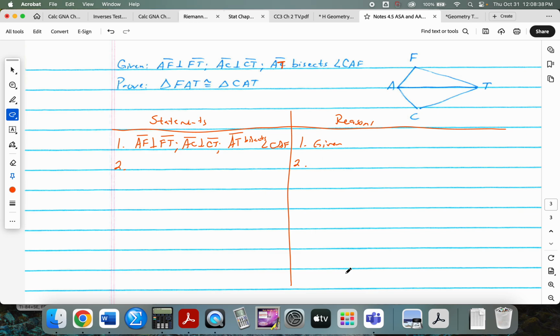So a lot of given, but nothing congruent yet. I'm going to need three things that are congruent. So let's start at the beginning. If AF is perpendicular to FT, what do perpendicular lines make? Right angles. Those two meet at F, so that's a right angle. And AC and CT meet at C, so those two are a right angle. So angle F and angle C are right angles.